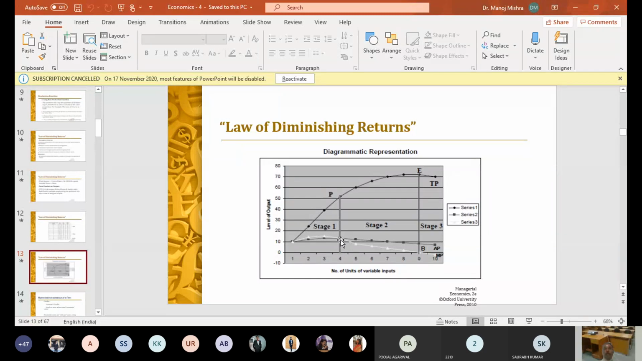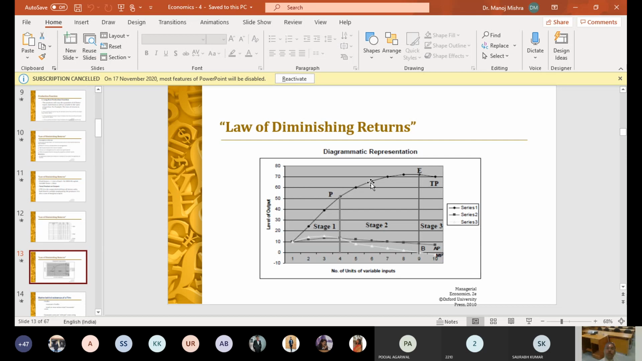Another feature that happens where they cut each other is that the MP, which was growing faster than the AP, now starts growing lesser than the AP. AP is more than the MP after stage 1, after they have cut each other. So AP becomes more and MP becomes less. And this pattern continues till stage 2. At stage 2, again, some interesting things happen. The TP starts decreasing. It's still growing, mind you, but at a very decreasing rate.